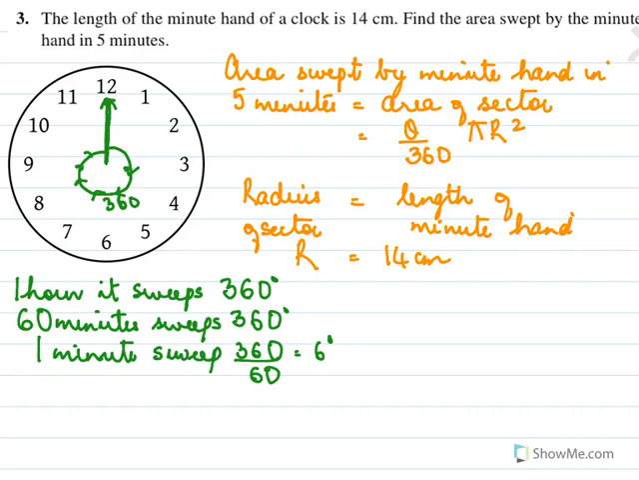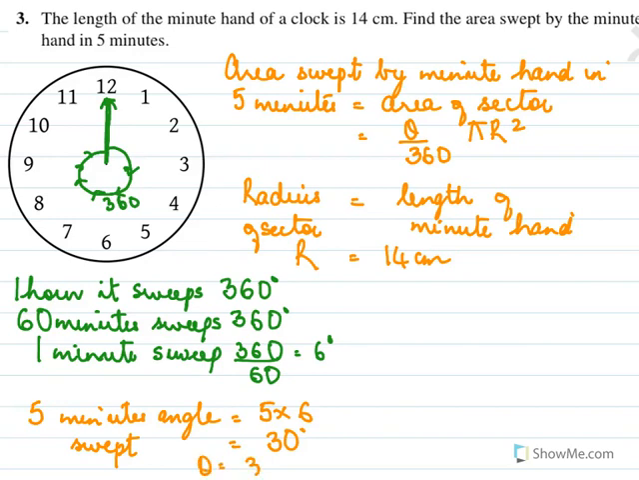Our question here is of 5 minutes. So in 5 minutes, the angle swept by the minute hand is equal to 5 into 6. That is 30 degrees. So our theta is 30 degrees in the sum. So to go back to our sum, we see the angle here in 5 minutes is 30.